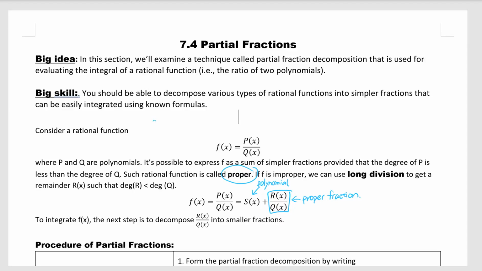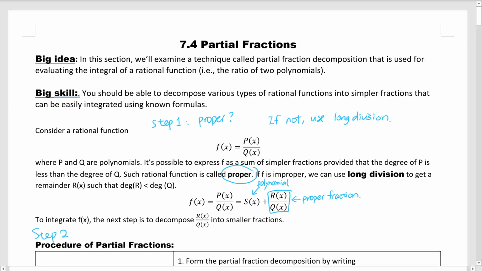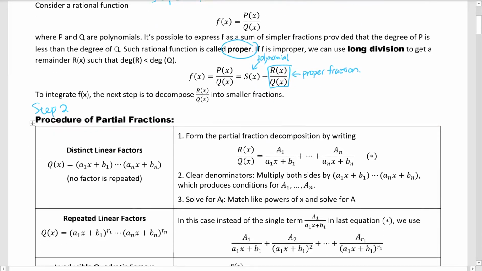Okay, so given a rational function, step 1, you want to see whether that is proper. If it's proper, then you can go to step 2. And if it's not proper, use long division. So far, so good?